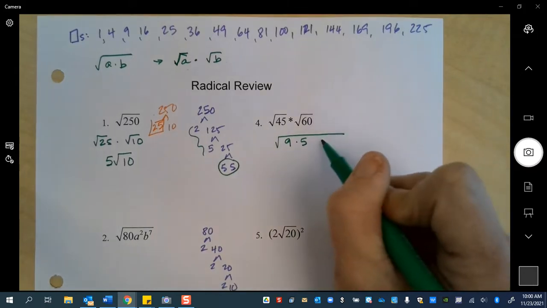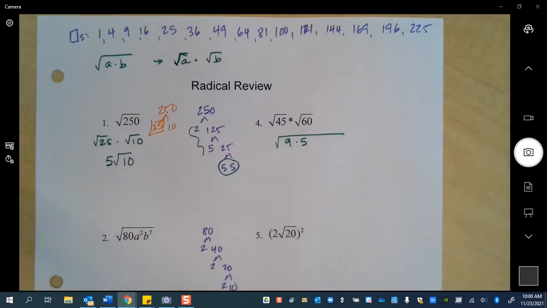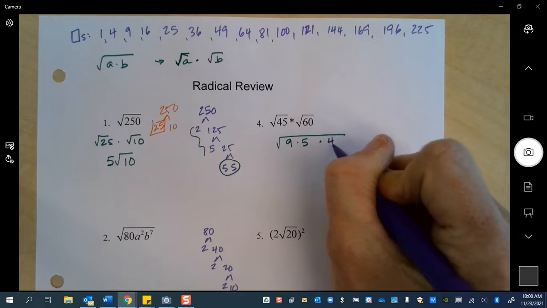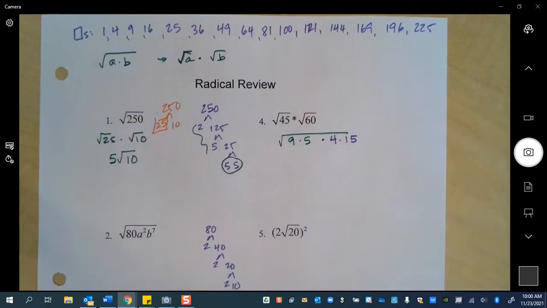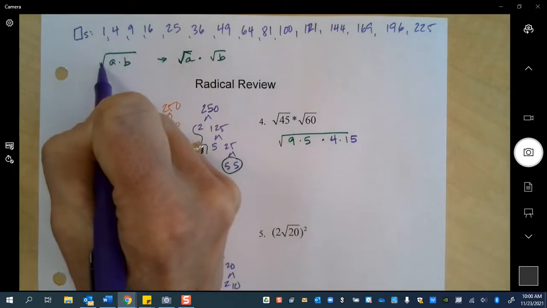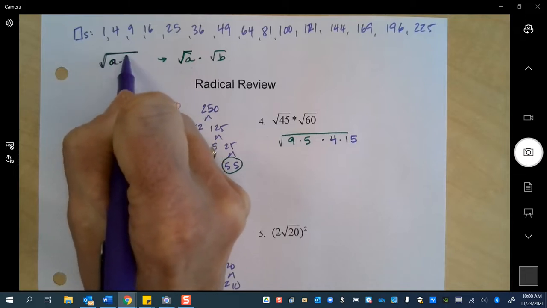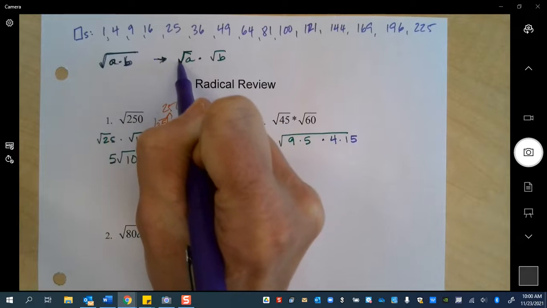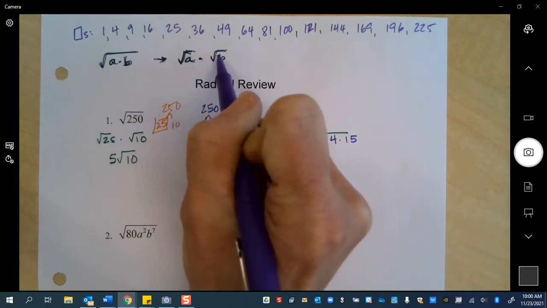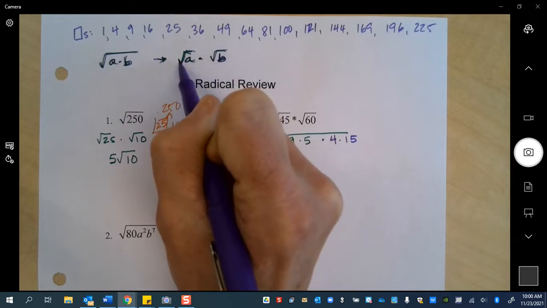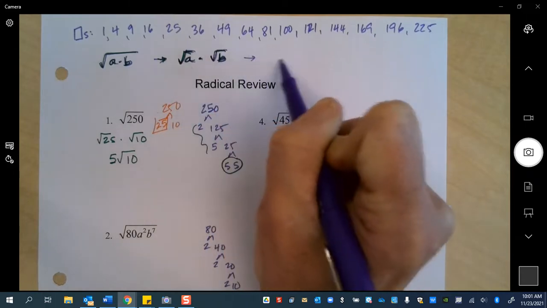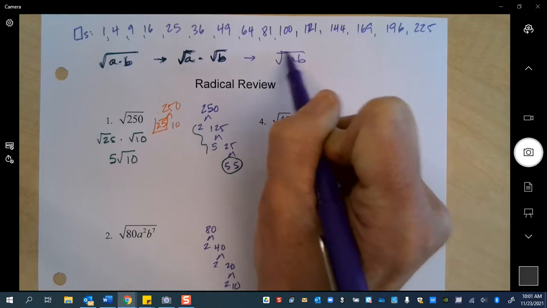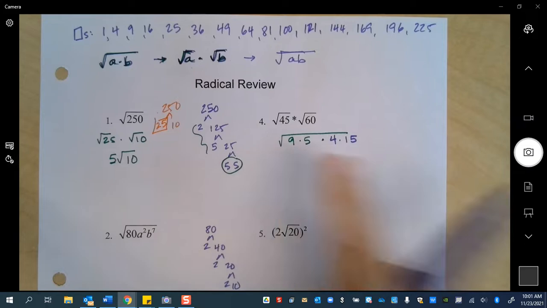So instead of writing 60, I'm going to write, why would I write 60 as 4 times 15? Because 4 is a perfect square. So just the same as my product property says, if two things are times each other under the same radical sign, you can split them. That same property says if two things are split and they're under the same radical sign, you can go ahead and join them. I can put these under the same radical sign.